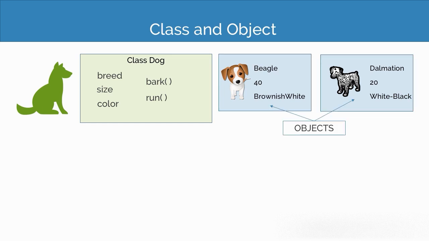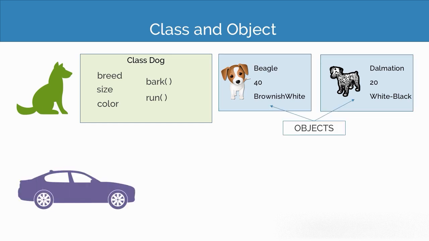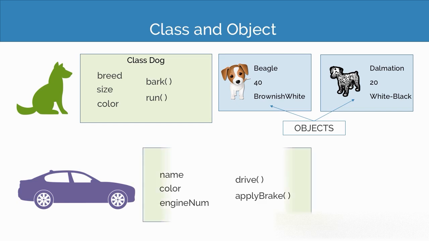Now let us take another example of a car. What comes in your mind when you see a car? The car must be having some name, the color, and also a unique engine number. And the car must have some behavior, such as the car can drive, and also we can apply brake to the car. Now let us group all these properties and the behavior together and form a class of car.